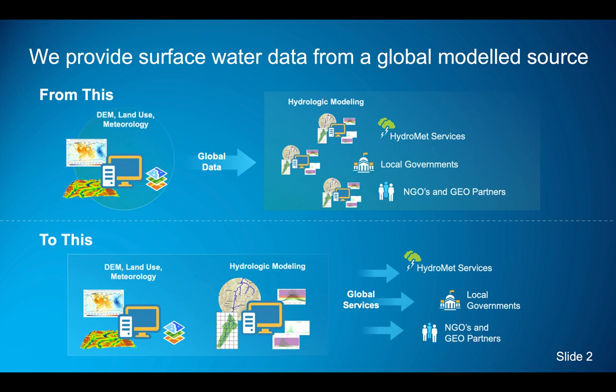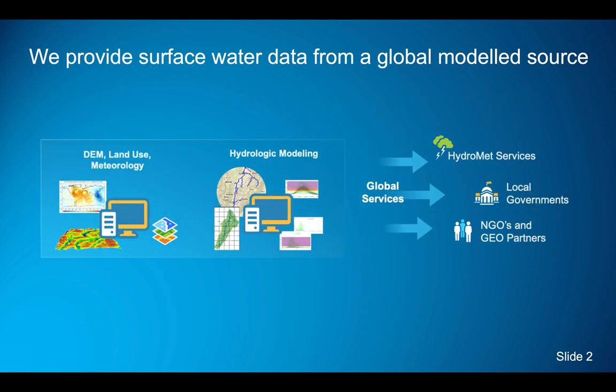Rather than build a separate model everywhere, we've experimented with taking the global data sets, human expertise, compute resources, and all that, building a global hydrologic model, and then providing a global service rather than data sets to each of these organizations that need data. And we think this has the potential to provide really sustainable benefits in the long term, since you only have to maintain a single model and you can optimize it and get cost savings that way.